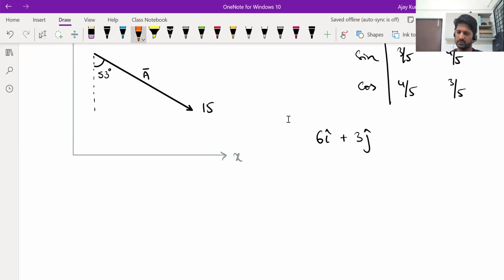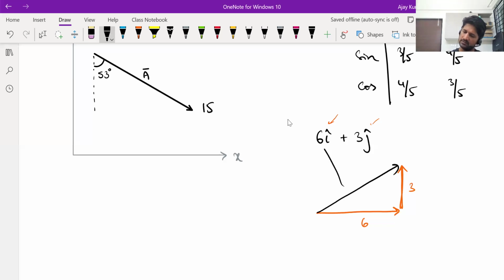Now you know how to draw 6 i cap. i cap is the positive x direction, 6 is the magnitude. So 6 units this way. Then 3 j cap means 3 in the positive y direction. j cap means positive y. So 3 units this way. If you are joining one tail, one head, you have to use the triangle law. Then this becomes the resultant. Is this the original vector? You can check your answer like that. Roughly you can check.